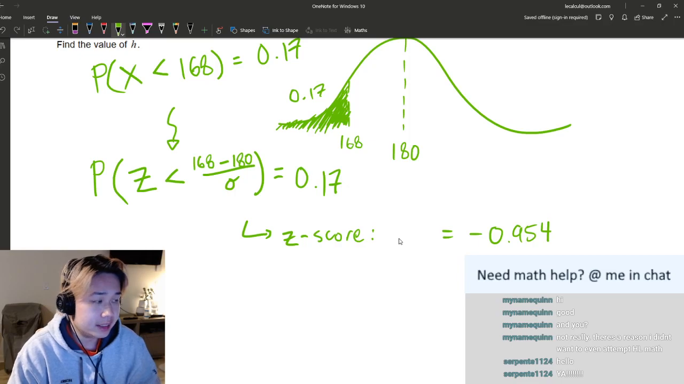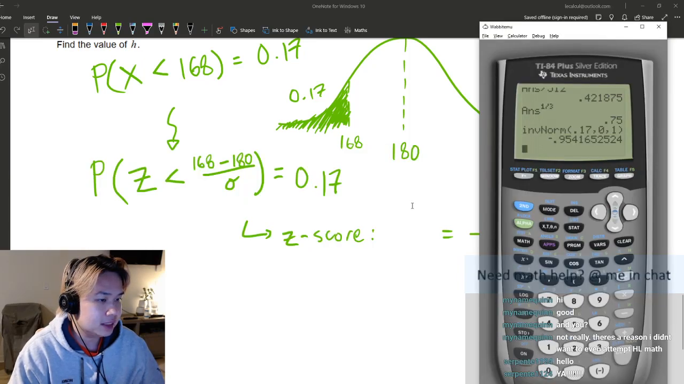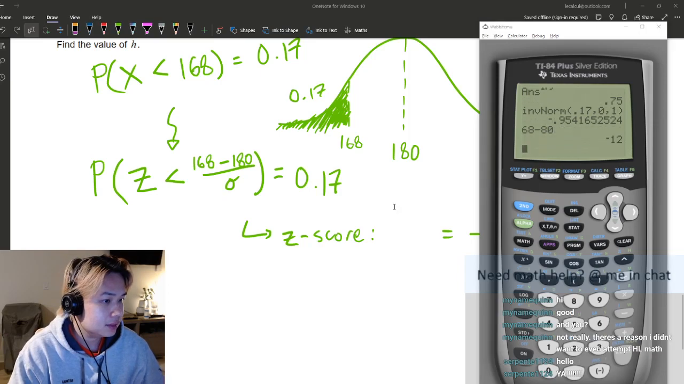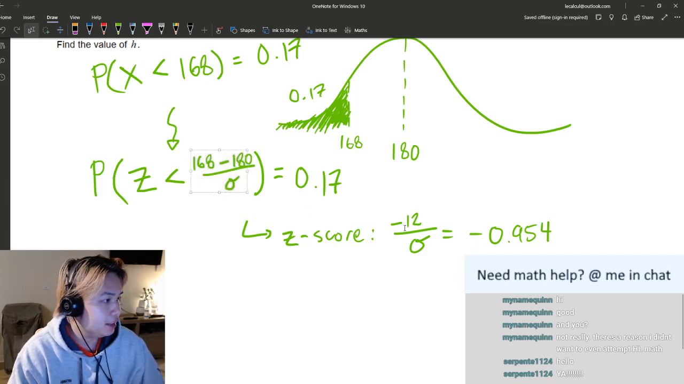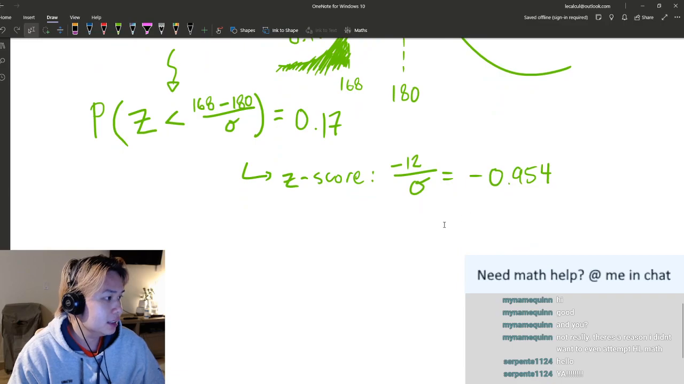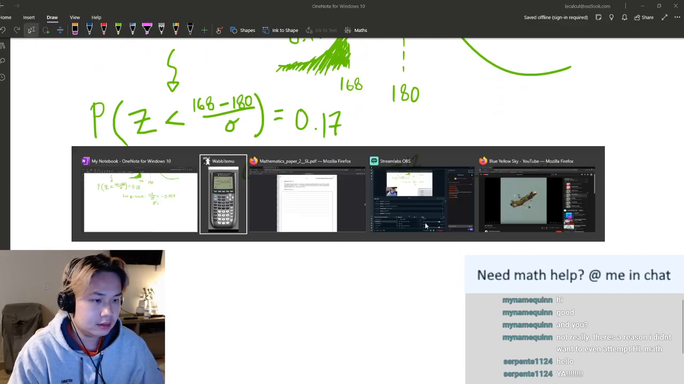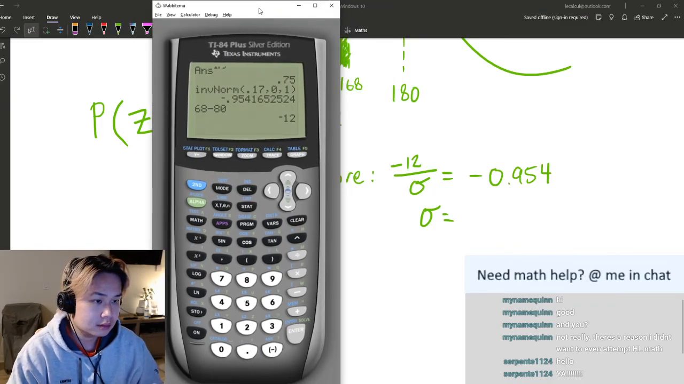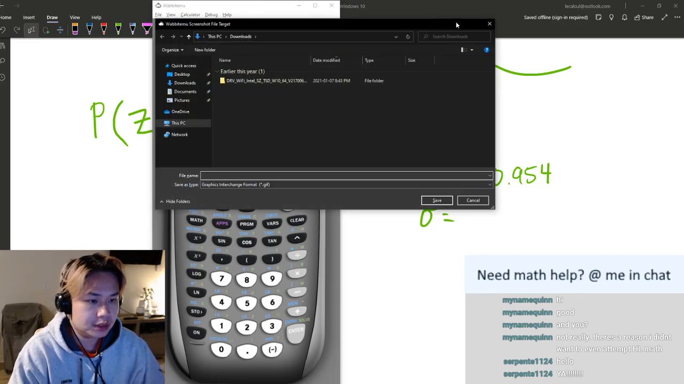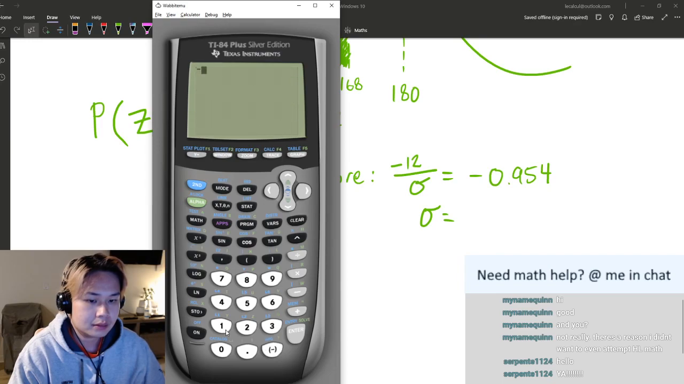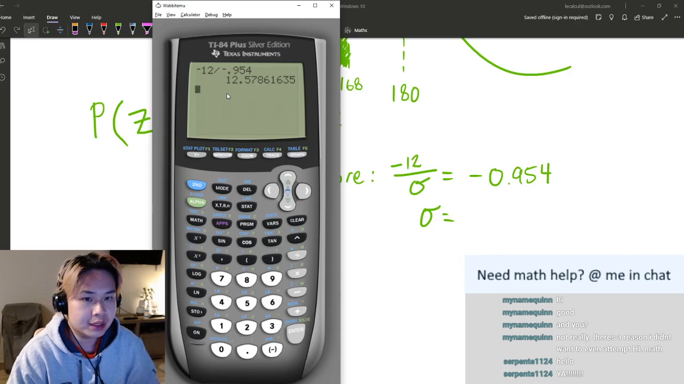Now, on the other side of this equation, I can take this expression for the z-score. What is 168 minus 180? Negative 12. So taking this expression, I know that it should be equal to this z-score from the inverse normal. And then that means that your standard deviation is going to be negative 12 divided by negative 0.954. So 12.5, well, 12.6.